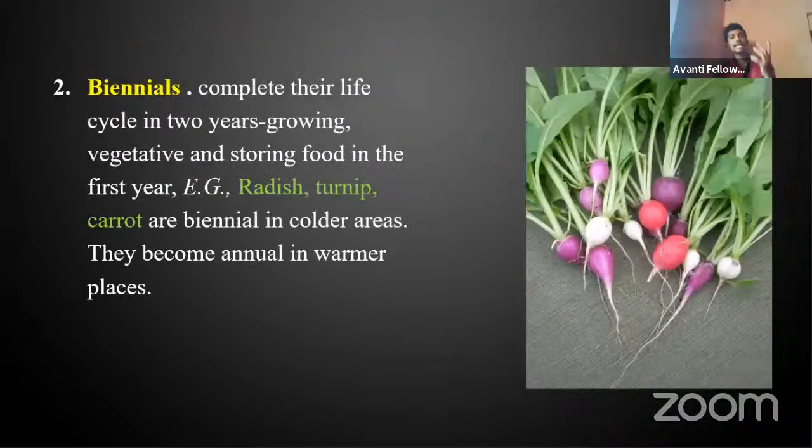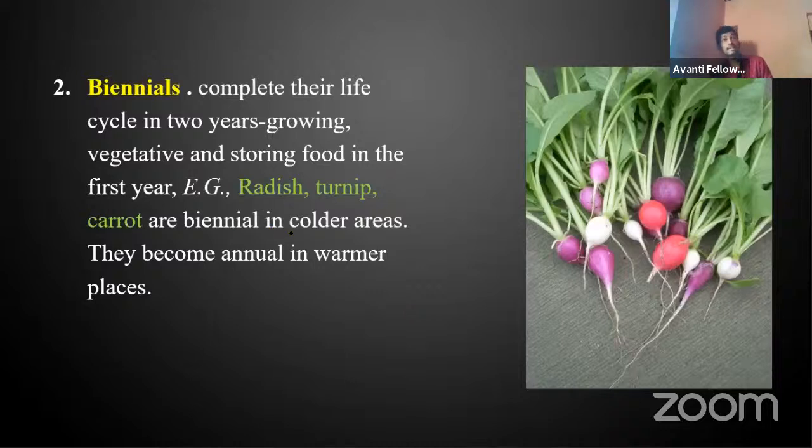Second, the biennials. What's the meaning of biennials? They complete their life cycle in 2 years. Why do they do that? Because in the first year they grow normally, store the energy, and do those things, and in the second year they produce more flowers, fruits and seeds. That's why they need 2 years, so we call them biennials. Examples are radish, turnip, and carrots.